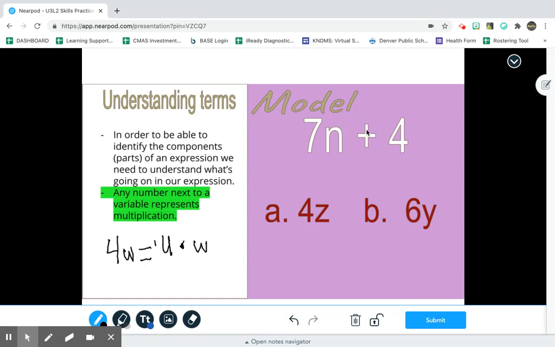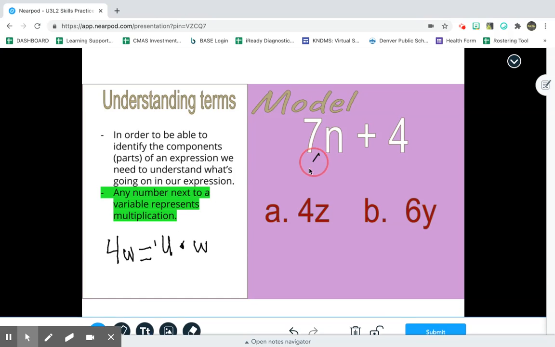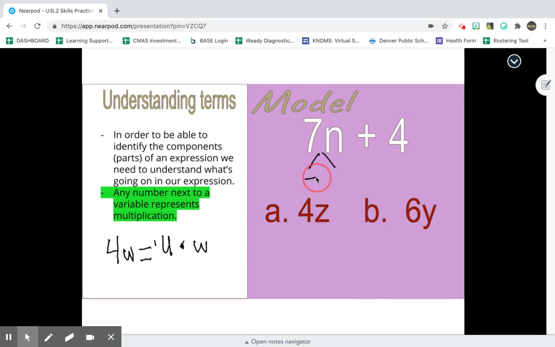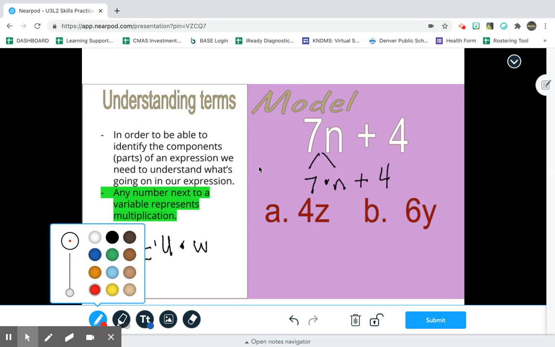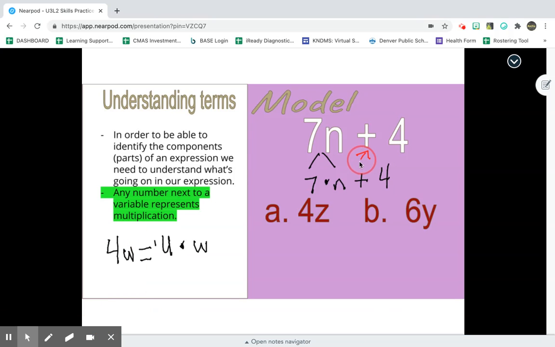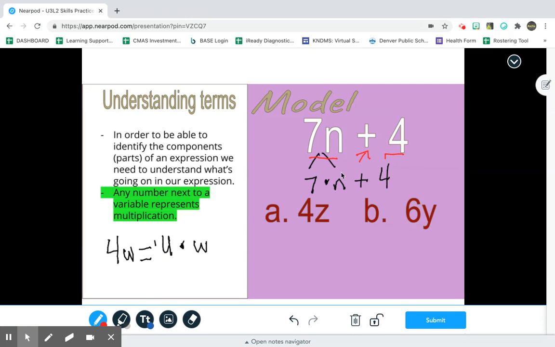So when I look at my expression here, what actually is going on is I can go ahead and break this up into 7n means 7 times n, plus 4. But we need to understand that actually this means multiplication. It doesn't change how many terms we actually see, because when you're identifying terms, you use your original expression. Here's my operator, and I have 2 terms, the 7n and the 4. But for us to understand what's actually happening, we need to understand that 7n means 7 times n.